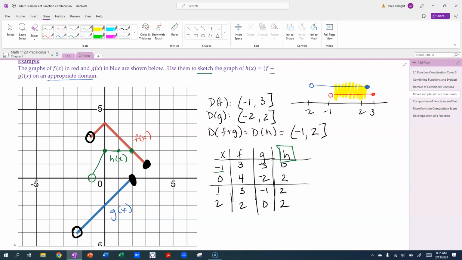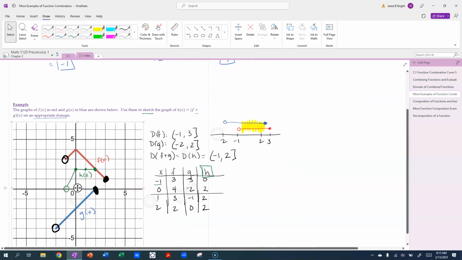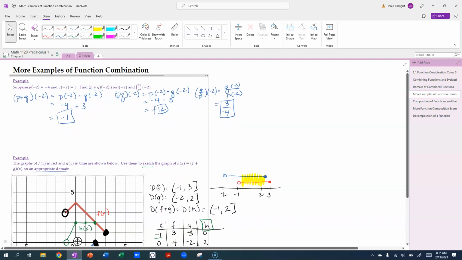So that's another strategy to keep in mind if you're given a graph, and feel free to use these in our other work with function combination.